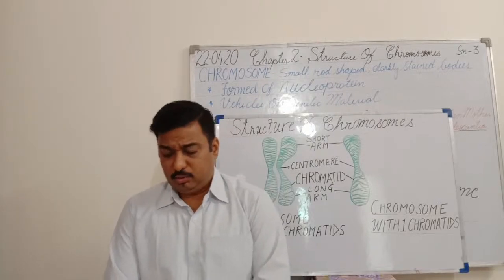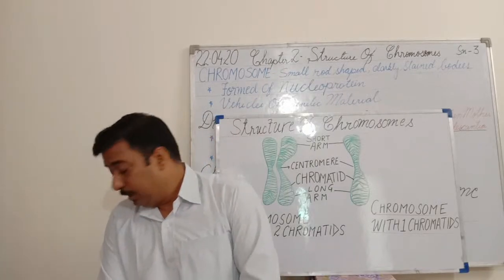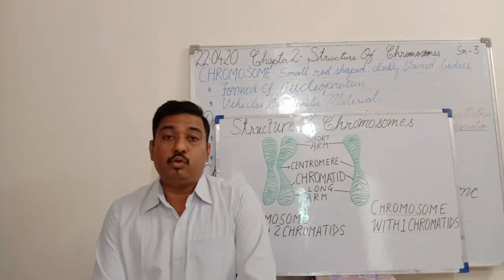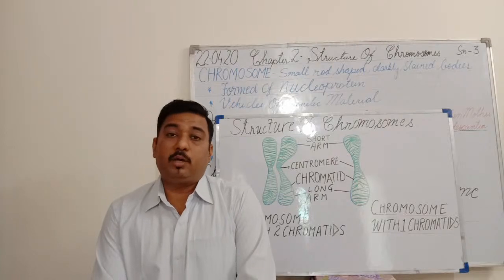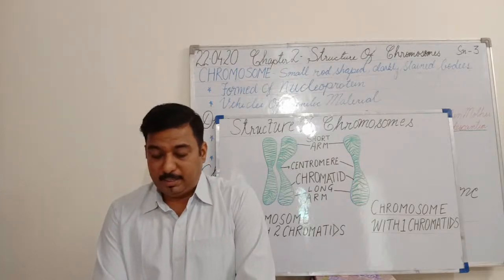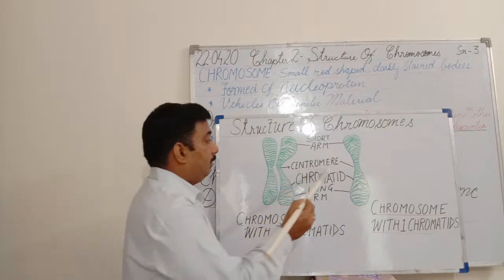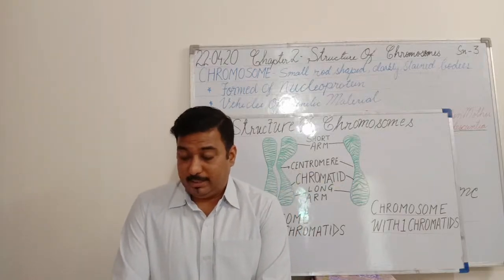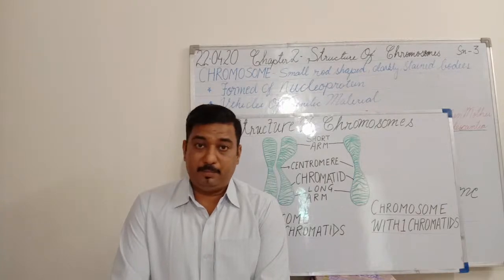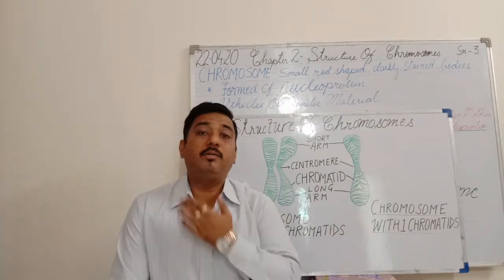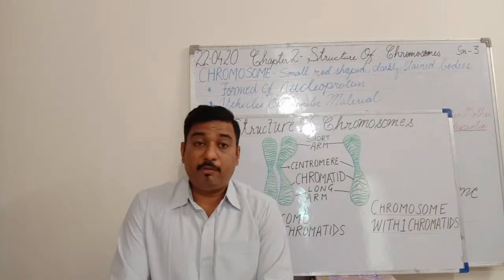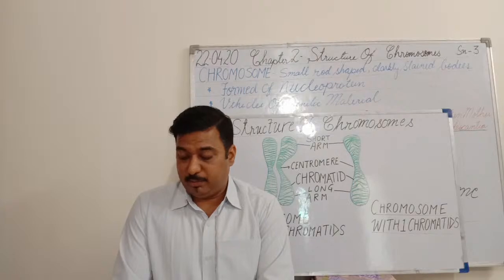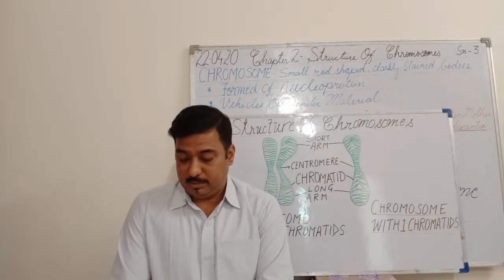What is the function of this centromere? It determines the shape of the chromosomes. So the shape of the chromosome is determined by the centromere itself. It provides attachment for spindle fibers. Just now I told you about the attachment. This is one of the very important functions of the centromere, that it provides attachment for spindle fibers.